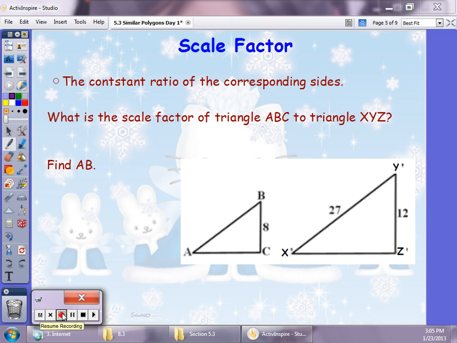A scale factor is the constant ratio of corresponding sides of any figure. So here we have two triangles, triangle ABC and triangle XYZ. What is the scale factor of triangle ABC to triangle XYZ? We're going to notice that BC corresponds to side YZ. BC has a side length of 8. YZ has a side length of 12. So if we reduce our ratio, we can say the scale factor of triangle ABC to triangle XYZ is 2 to 3.